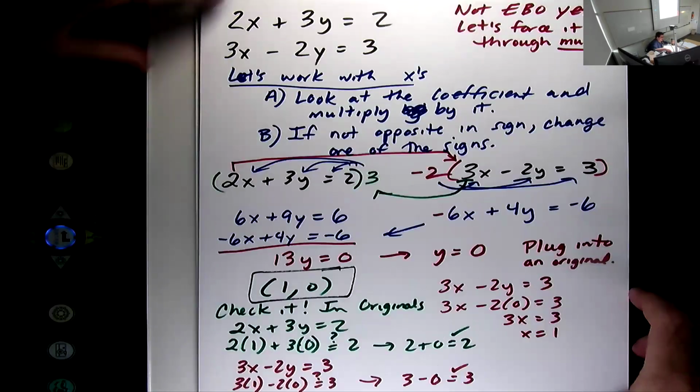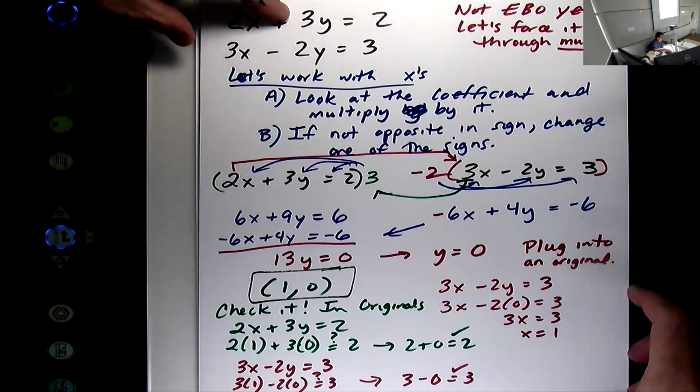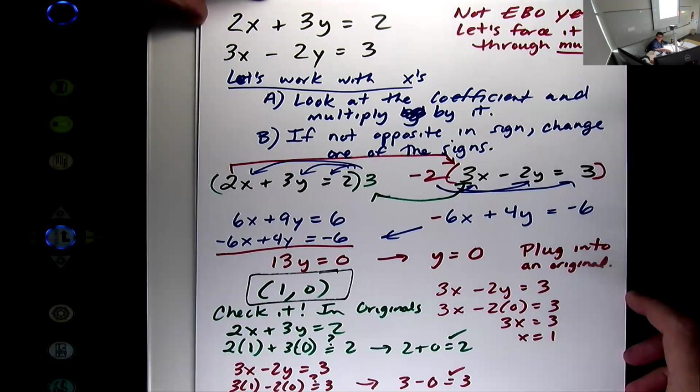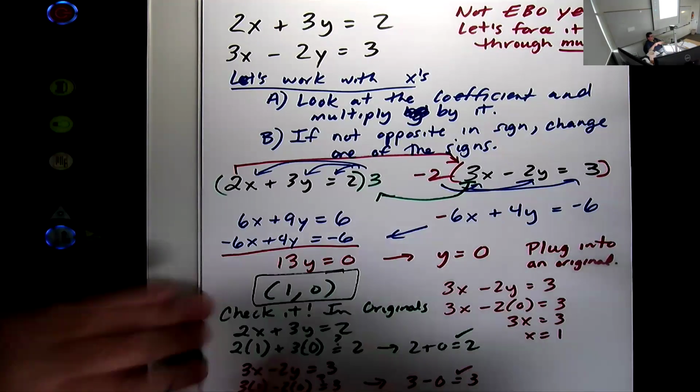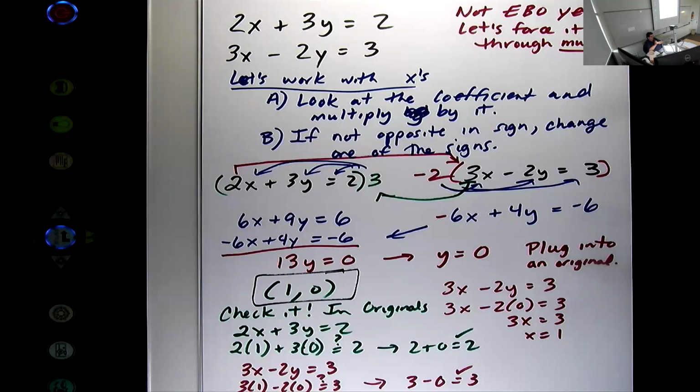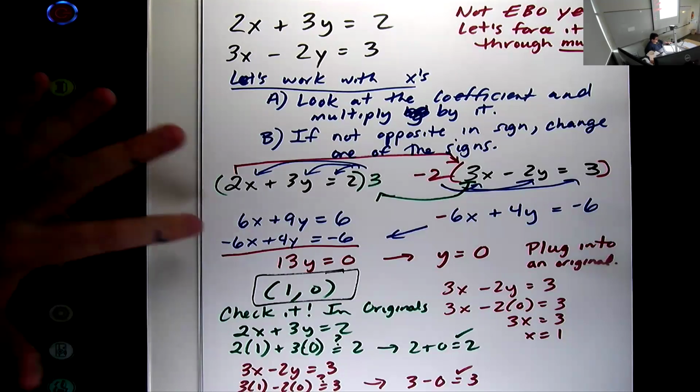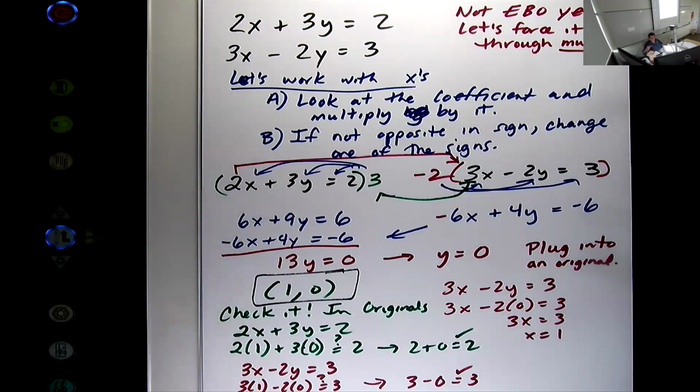Why don't you guys try to do the same problem but eliminate y first? You already know what the solution is gonna be. It should be 1,0. So why don't you guys try doing that? And we'll go over it in, I don't know, 3 or 4 minutes. We got rid of x's here, we're gonna get rid of y's now.